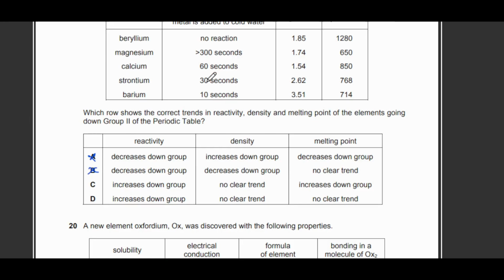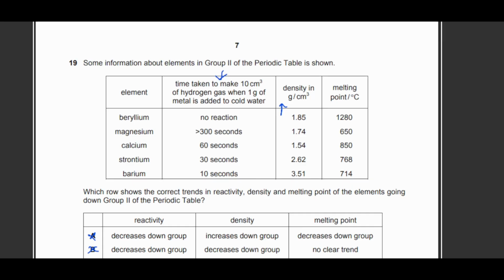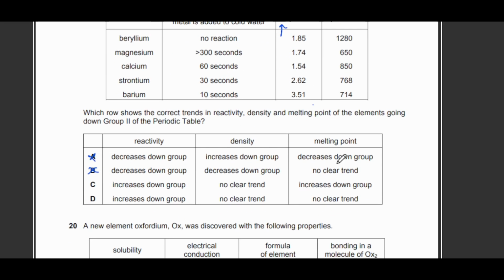Now, density, right? So density is this one. You can't really see it, but okay, here you go. Density, if you take a look, 1.85, 1.74, and 1.54, 2.62, 3.51. So the numbers are kind of all over the place, right? There's no clear trend. Therefore, once again, C or D.